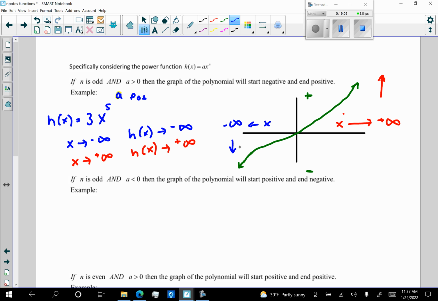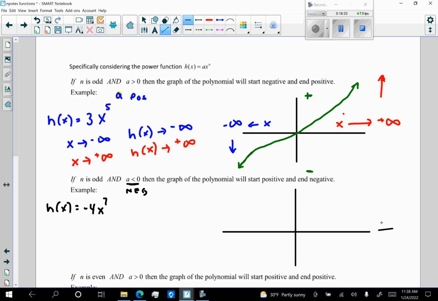If n is odd and a is negative, let's do another example. Let's do this example in black. So if a is negative, this is what a less than 0 means. A is negative. Give me an example, Billy, of a negative. How about negative 4? And let's go x to the 7th. Here n is odd and a is negative. What would that graph look like? That graph is going to start positive and end negative.